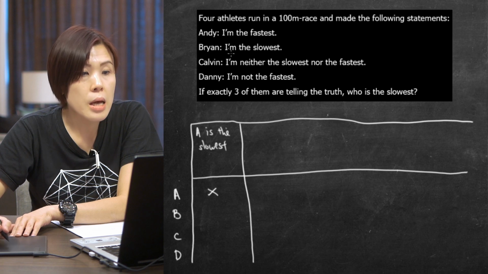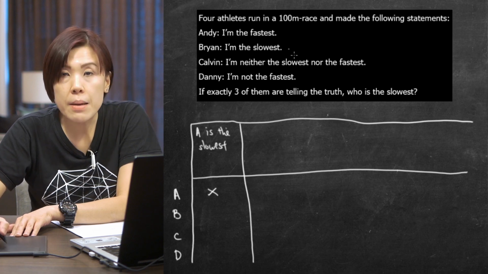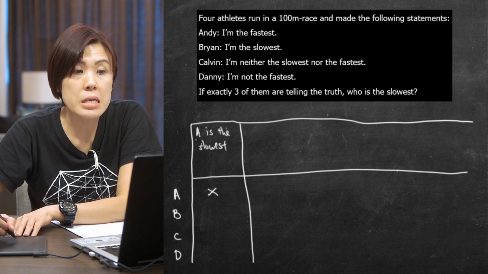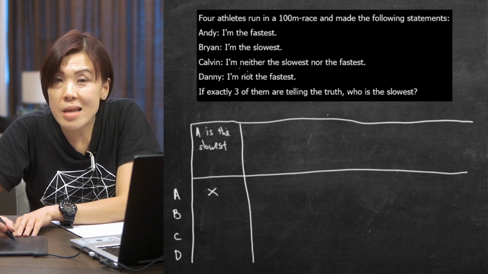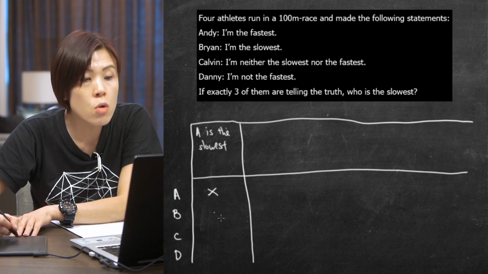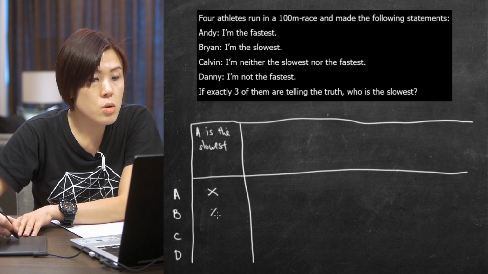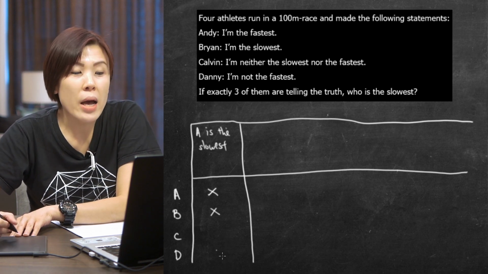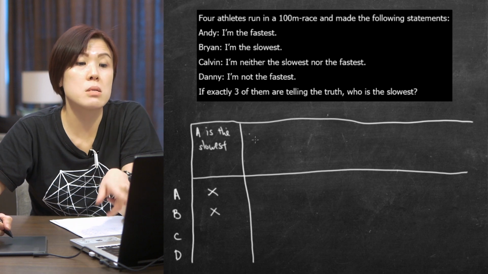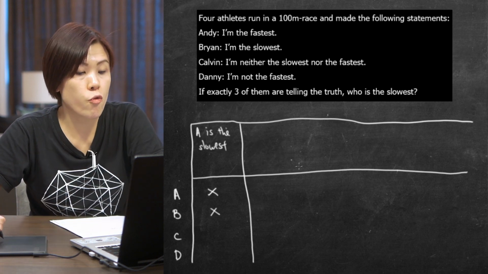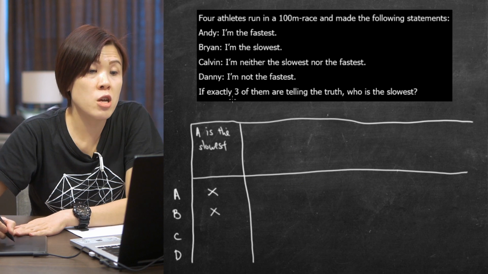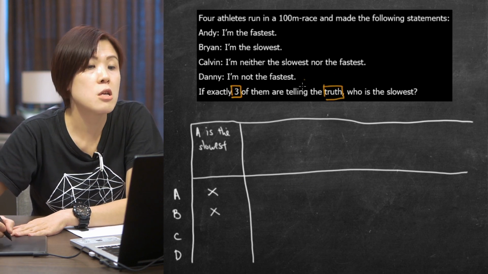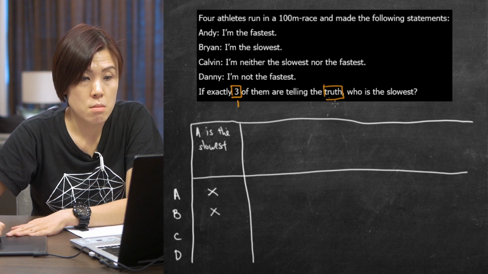And then Bryan says that I'm the slowest. Again, Bryan is not telling the truth, because now our assumption is Andy is the slowest, but Bryan says that he is the slowest, which means Bryan is also not telling the truth. So I put a cross here. The rest of the conversations we do not need to go through. According to this puzzle, there are 3 of them telling the truth and there are 4 persons, which means 1 of them is lying.